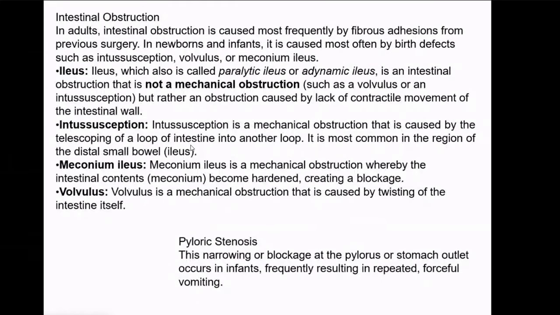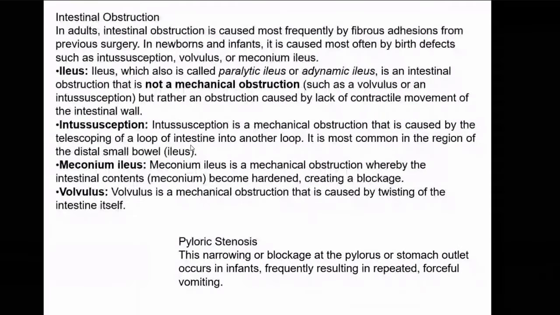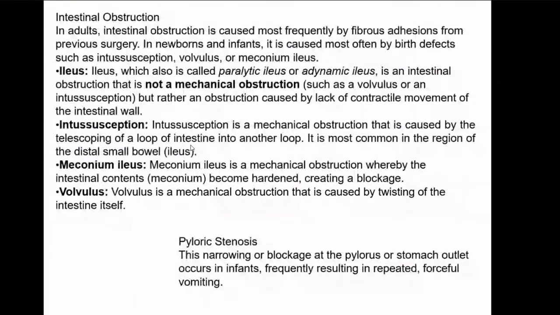Next is intussusception. Intussusception is a mechanical obstruction that is caused by the telescoping of a loop of intestine into another loop. It is most common in the region of the distal small bowel. Next is meconium ileus, a mechanical obstruction wherein the intestinal contents become harder. Next is volvulus. Volvulus is a mechanical obstruction caused by the twisting of the intestine itself.